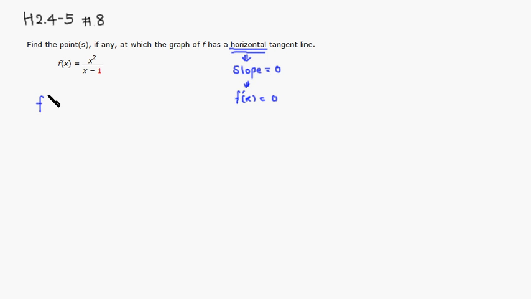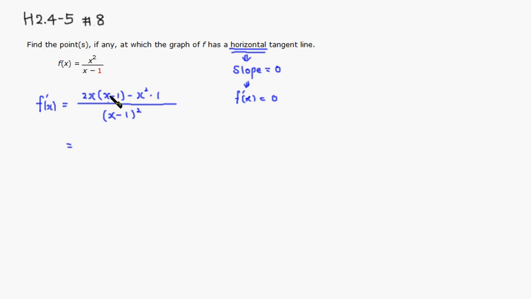f prime of x is equal to, using the quotient rule, square the denominator, so quantity x minus 1 squared. The derivative of the top is 2x times the denominator, x minus 1, minus x squared times the derivative of the bottom, which is just 1. So I'll clean up a bit.